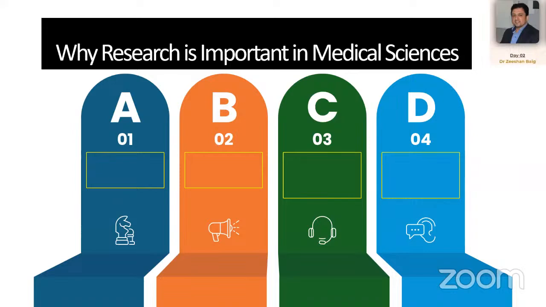Now we have to fill these boxes. Tell me why this justification is important, why research is important in medical science. I'll try to be bilingual here, Urdu and English both, if it's okay with all of you. Okay, please write in the chat box. Give me 4 very good reasons why we should do research in medical science, as a student, as a doctor, teacher, clinician, basic scientist. Research, why is research important?